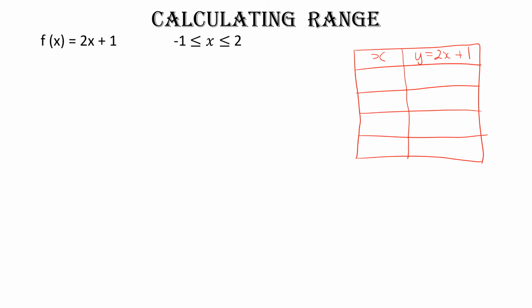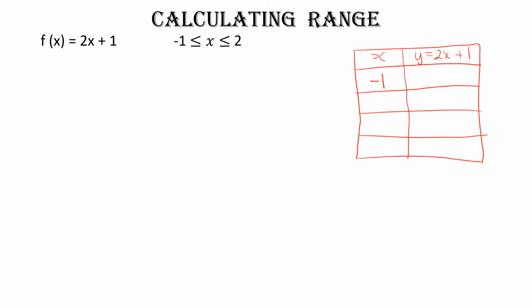Let's read this inequality here. This inequality is telling us that x is greater than or equal to negative 1. So we know that the first value of x is negative 1 because this inequality says so. It is greater than or equal, so because it is equal, it could be negative 1.